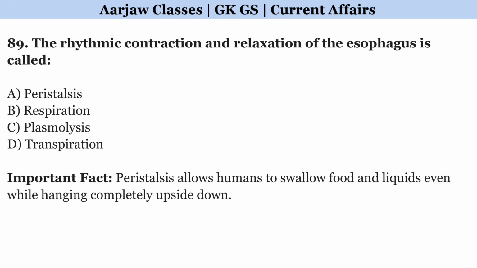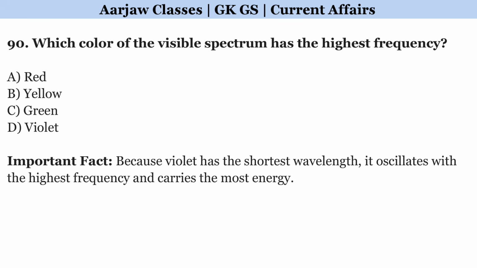The rhythmic contraction and relaxation of the esophagus is called? Correct option is A. Peristalsis. Which color of the visible spectrum has the highest frequency? Right option is D. Violet.